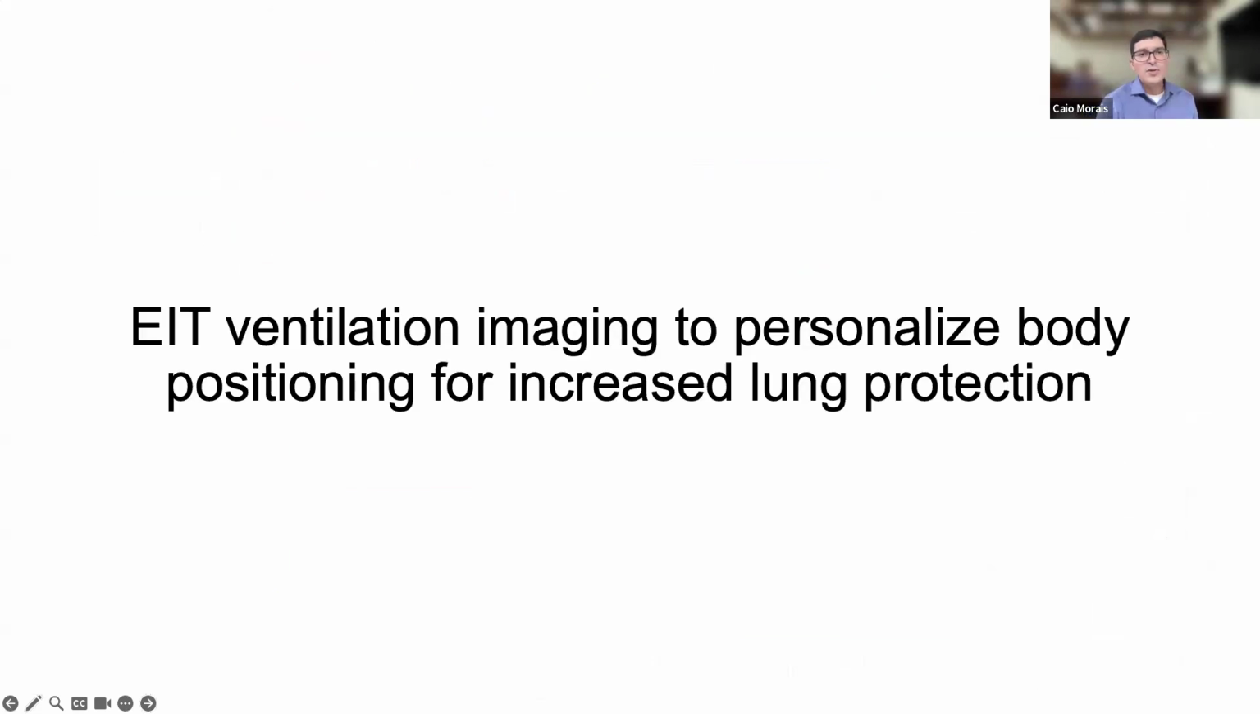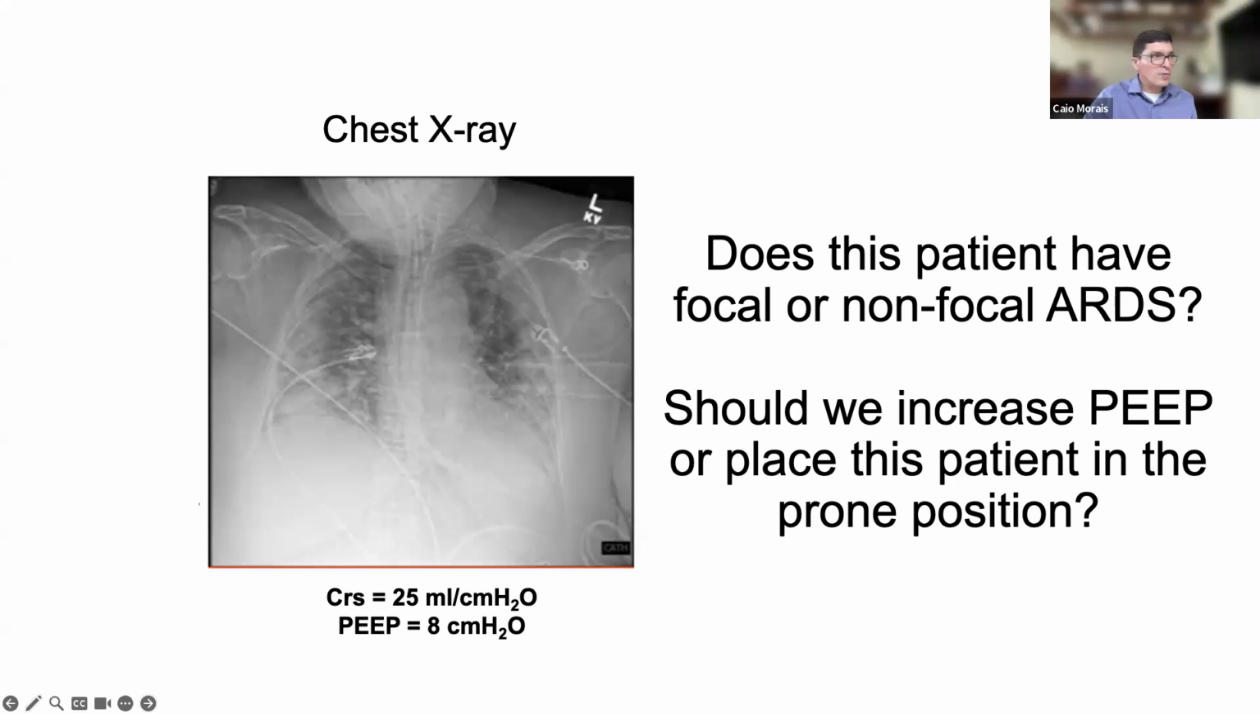Okay, so how can we use EIT to optimize this body positioning treatment? Let's take one example. Look at this patient. Look at this chest X-ray. This is a patient with ARDS with a poor PF ratio, compliance of 25, PEEP of 8. And we see bilateral infiltrates, low lung compliance, but it's difficult to define if this patient has a disease that is focal or non-focal, right?